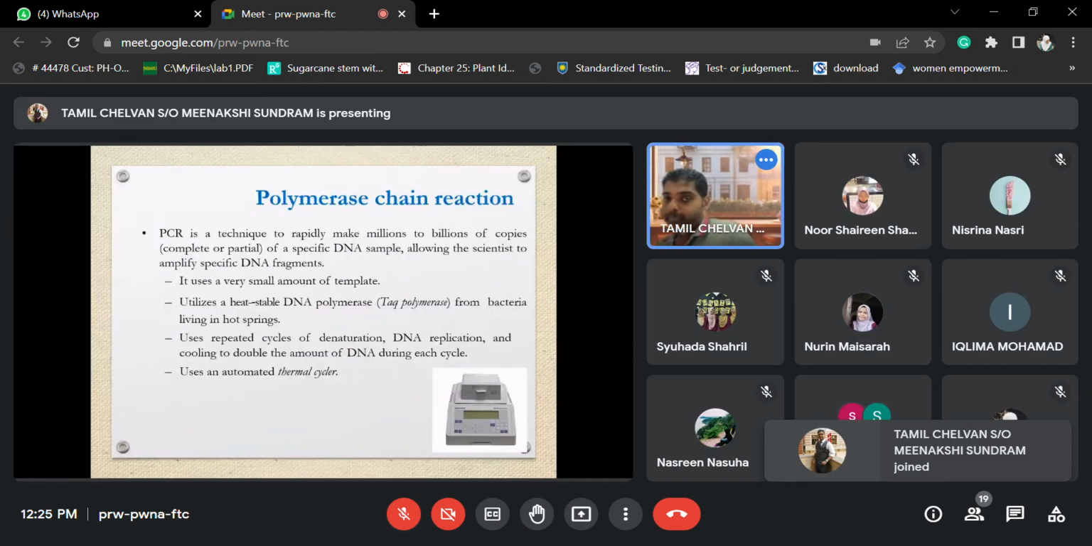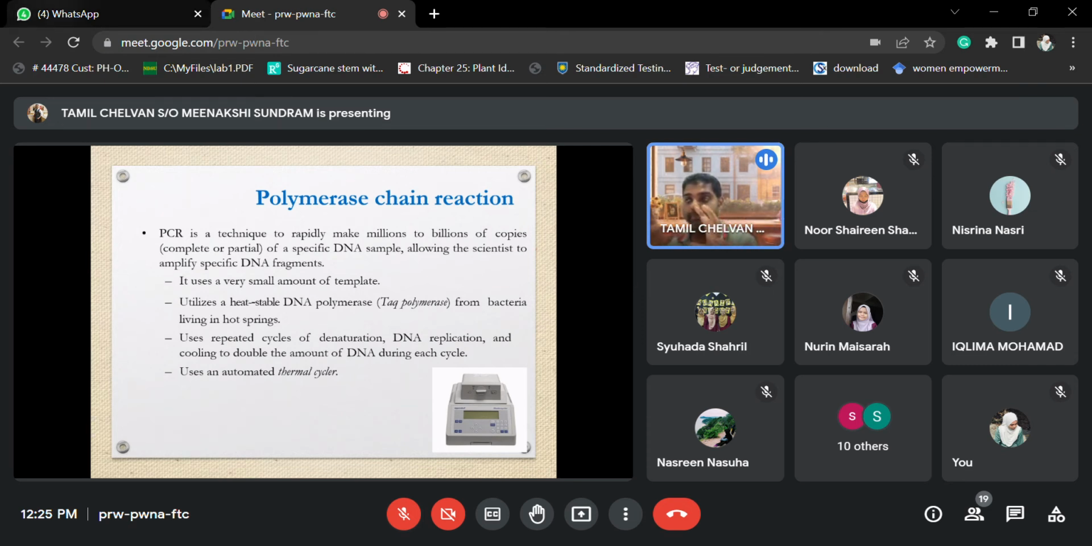Okay, PCR is a technique to rapidly make millions to billions of copies, complete or partial, of a specific DNA sample, a specific gene. Why do you want millions to billions? Because if it is only a little, you cannot detect it or read it. In a plant there may be only one or two copies, so you multiply it, you replicate it. It allows scientists to amplify, meaning make many copies of, a specific DNA. It uses a very small amount of template.